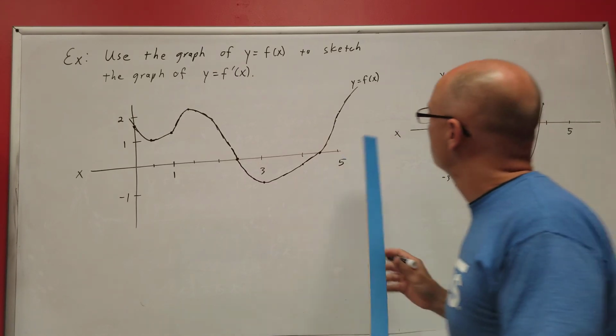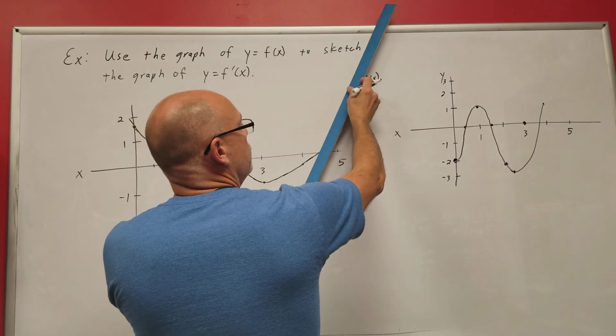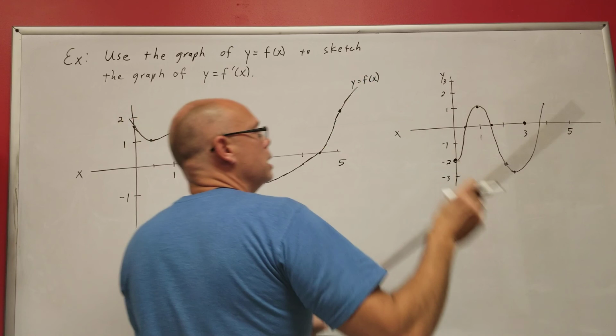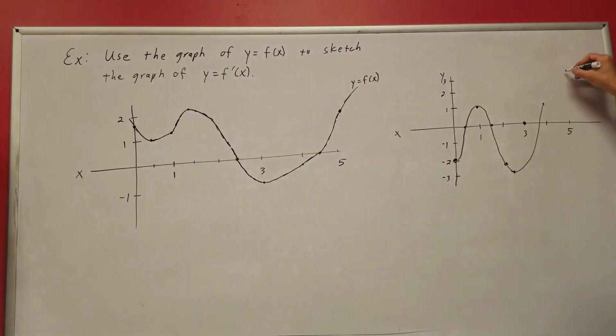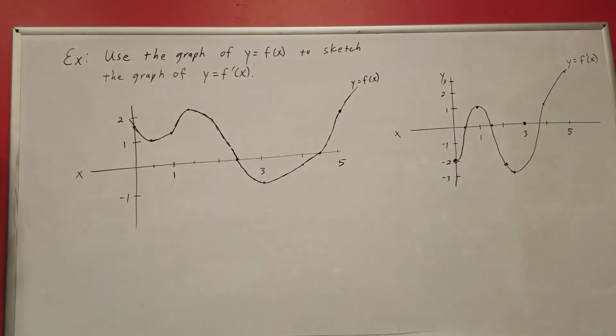How about at 5? At 5, what's the slope of my tangent line? Very steep. Maybe like 3. So at 5, 3. Maybe I'll draw something like that. And let's label this graph y is equal to f prime of x. Now keep in mind, that's just a rough sketch of the graph, okay? That's not exact by any means. But it's just to form a concept, really. A concept in your head.